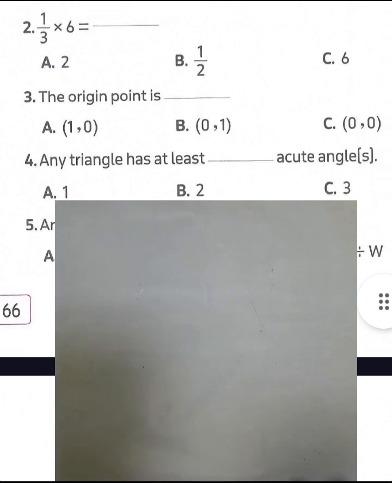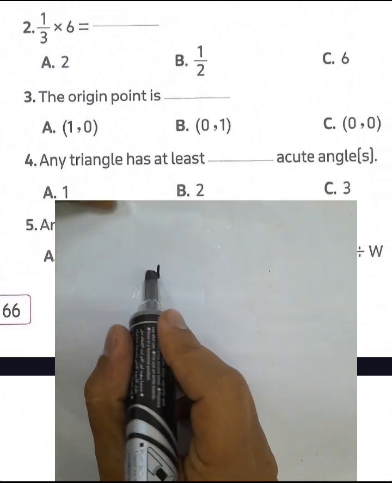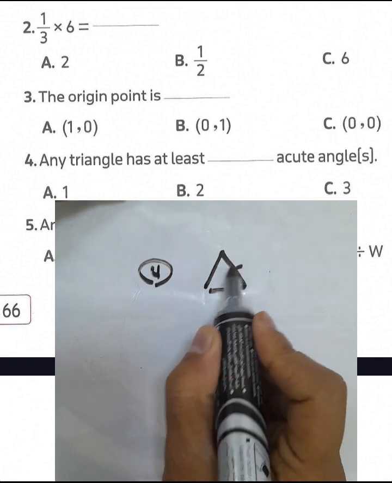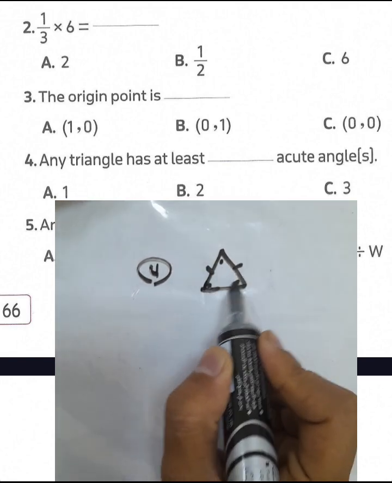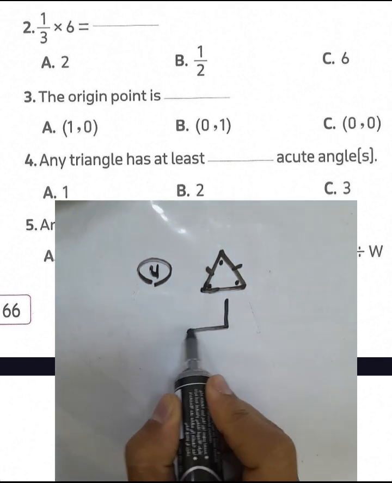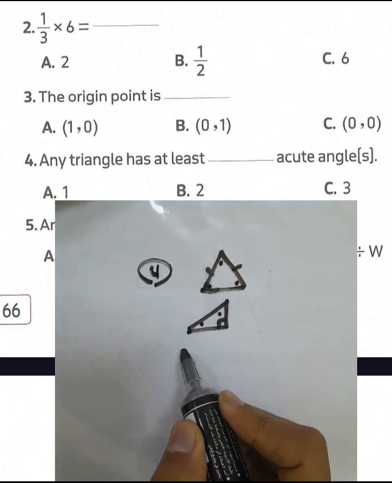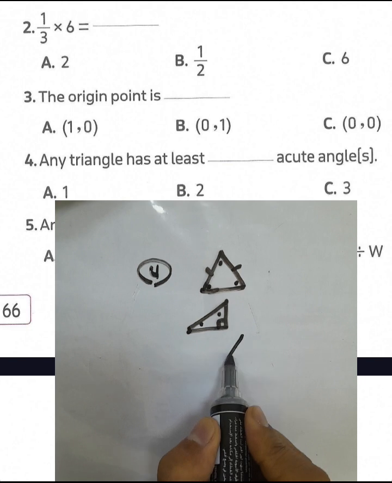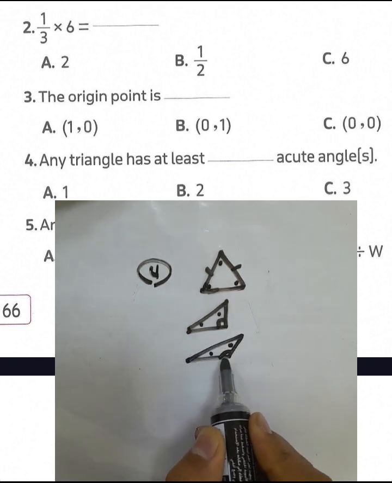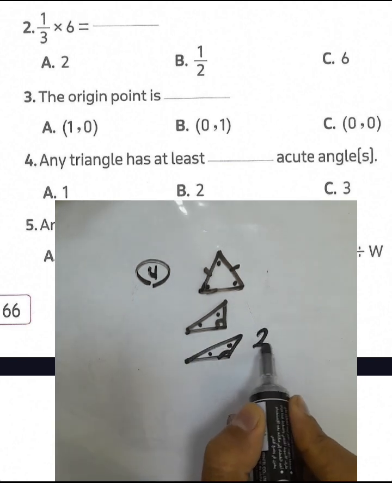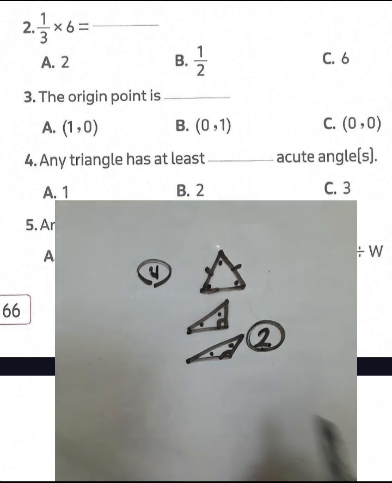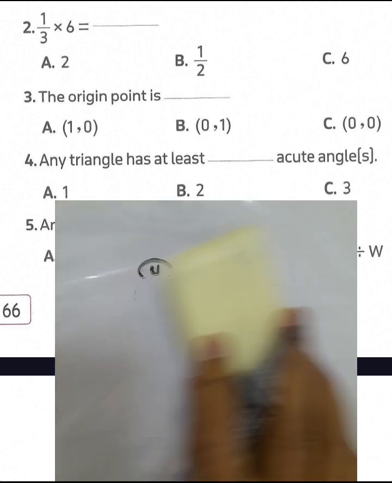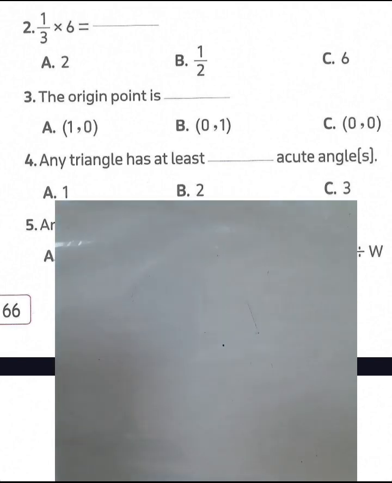Question number 4. Any triangle has at least 2 acute angles. Any triangle, such as that isosceles triangle, has 2 and 1. We have 3 acute angles here. And what about a right angle triangle? We have 2 acute angles. And what about an obtuse triangle? We have 2 acute angles. Then we have 2 acute angles at the least. A triangle has at least 2 acute angles.